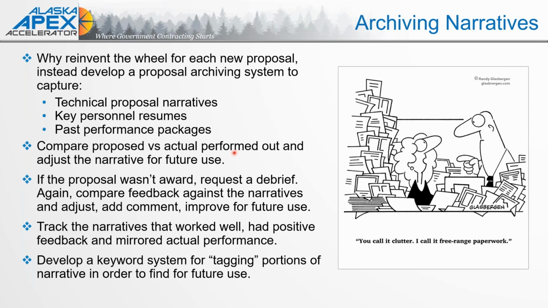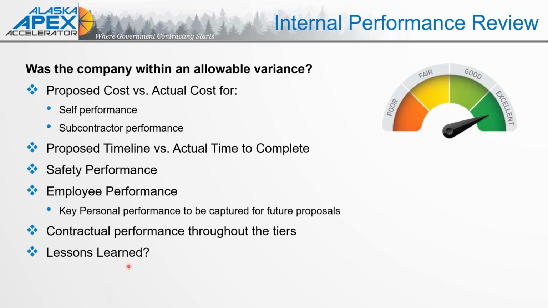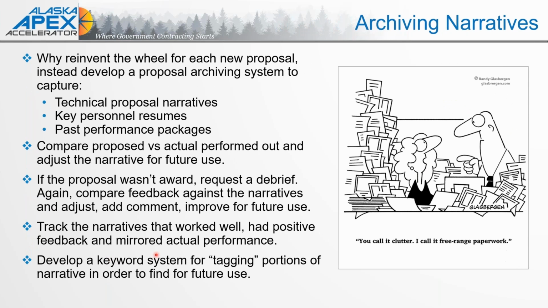Compare proposed against actual and adjust the narrative for future use. So if we did find things here that we had some lessons learned, how can that be applied and captured so that when we're doing future narratives, that is incorporated? If the proposal was not an award, request a debrief. So if we went through and we gathered that and you weren't the awardee, again, request a debrief. Again, compare the feedback against the narratives and adjust, add comments, or improve for future use.